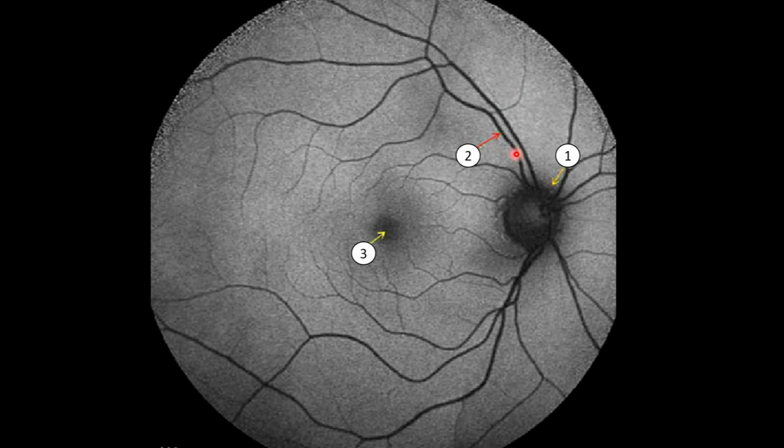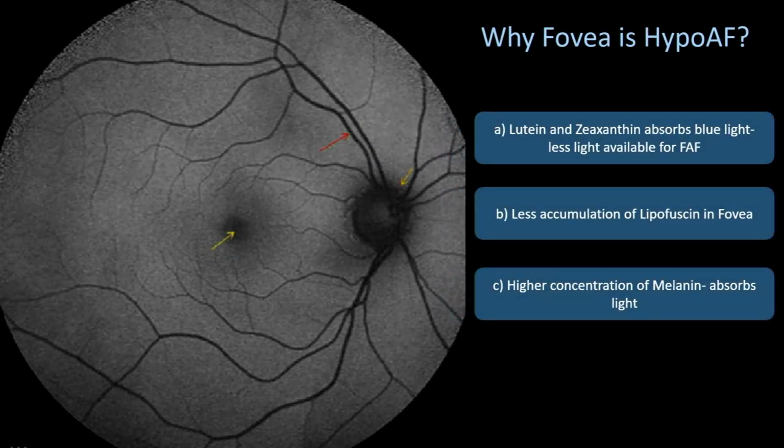So why is the fovea hypoautofluorescent? Because the fovea lacks that much lipofuscin. It has more lutein, zeaxanthin, and a high concentration of melanin. The disc lacks retinal pigment epithelium, so no retinal pigment epithelium, no lipofuscin. Then coming to the blood vessels, the blood column absorbs all the light and doesn't emit anything. That is why the blood vessels also appear hypoautofluorescent on the FAF image.